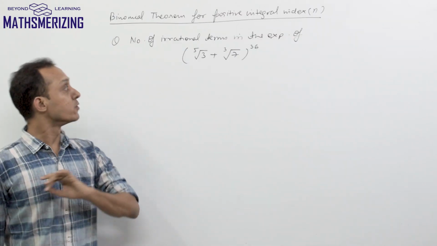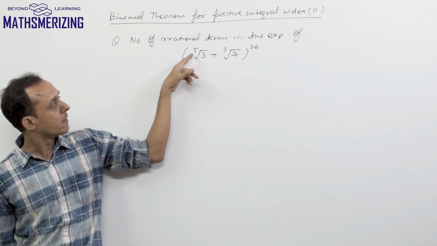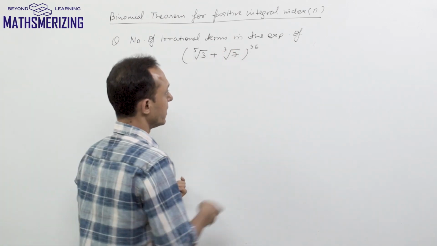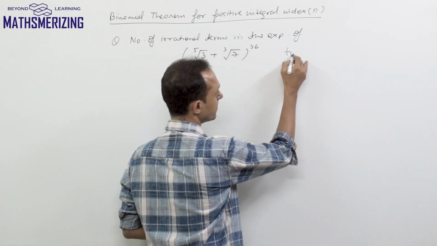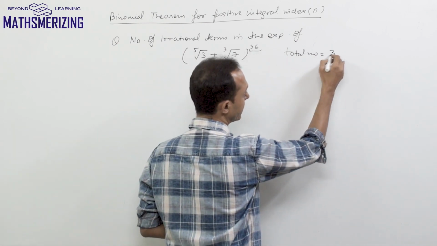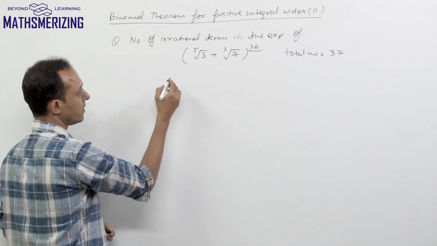So let us take up another question, which is: find the number of irrational terms in the expansion of fifth root of 3 plus cube root of 7 to the power 36. Now here the total number of terms is simply n plus 1, so there will be 37. Now again I write its general term.